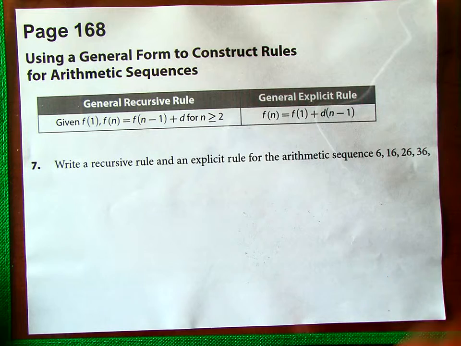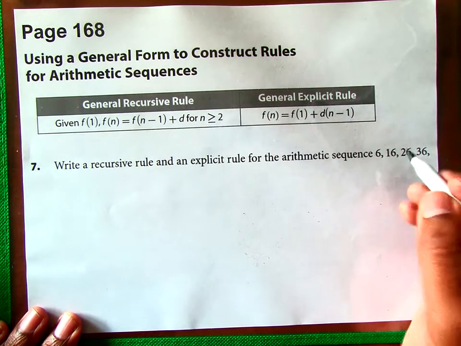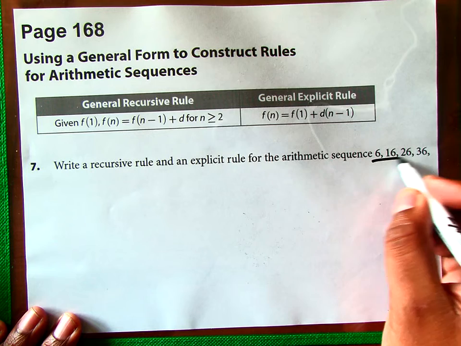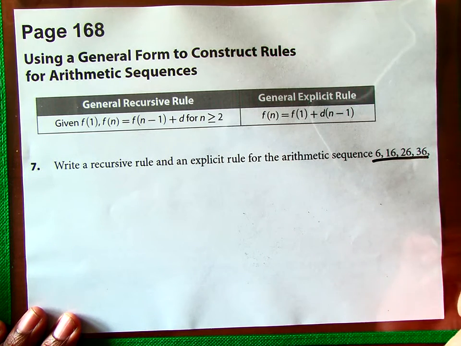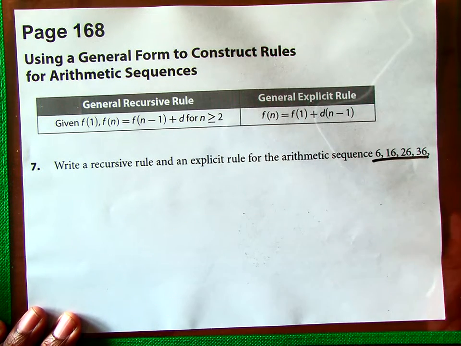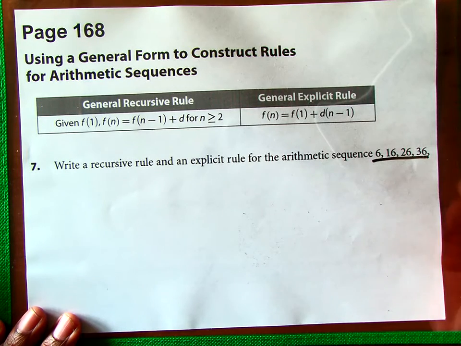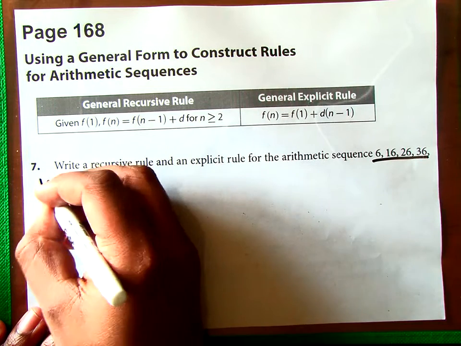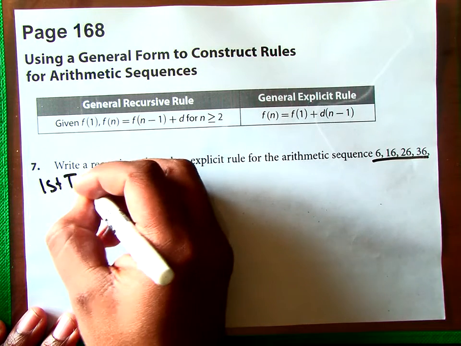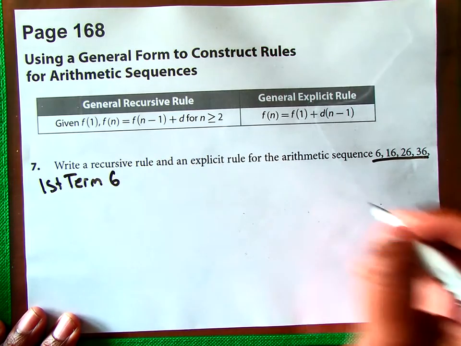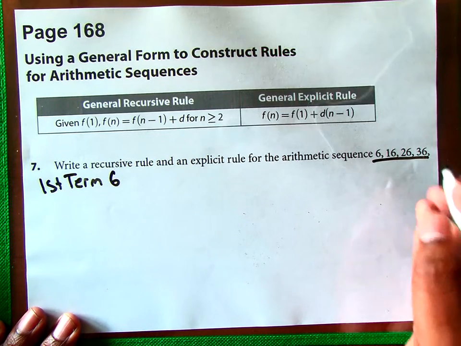So with general form, basically it's the same thing we did with the table, but here they just give you the sequence with a list of numbers. But nothing else changes, everything's the same. You need to find your two things that you need. First, your first term, and in this case it's 6. And you need a common difference.